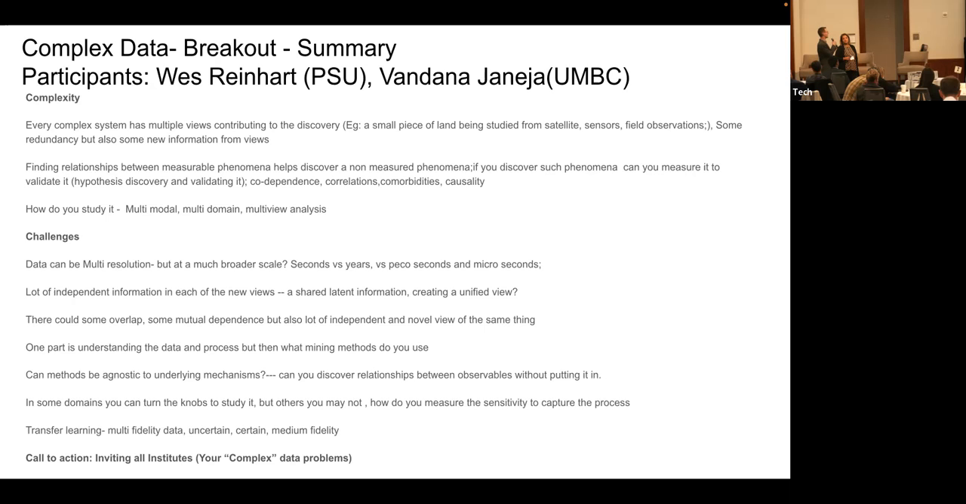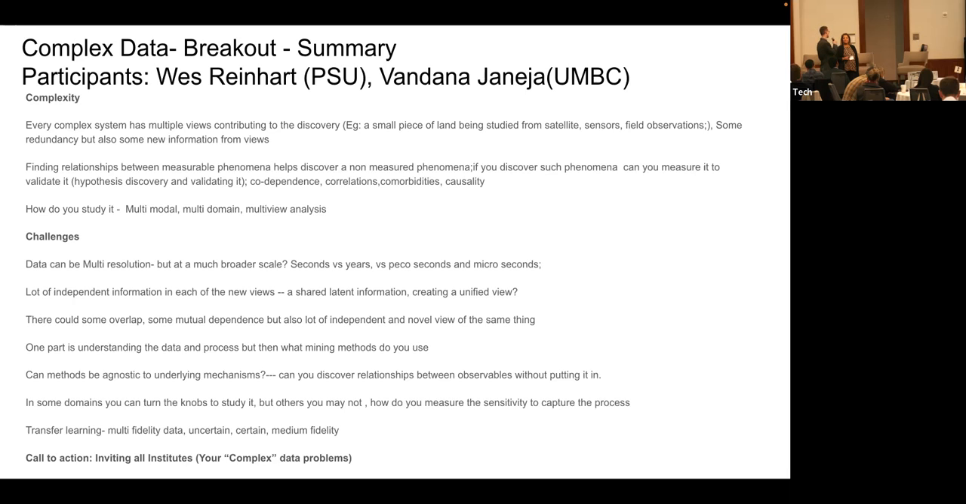So we talked a lot about this idea of hypothesis discovery: can relationships between different views of data actually hint at underlying phenomena? Then we talked about the challenges with this complex data. We have multi-resolution. We talked about minutes, years. I have things like picoseconds in material science. So there's a lot of independent information in these views. One thing that was of common interest for us was the idea of creating a unified latent representation from multiple views, right?